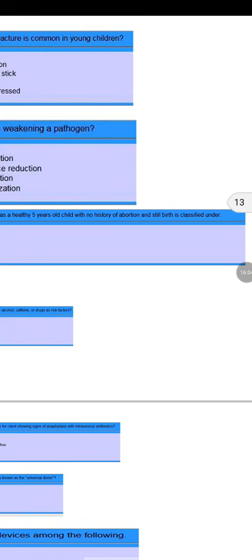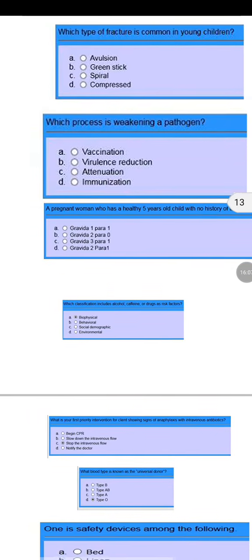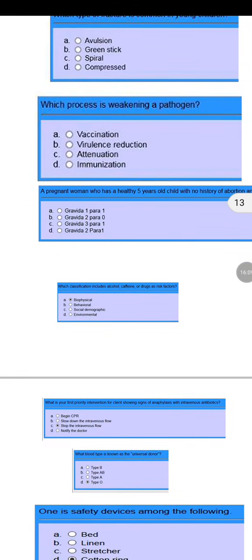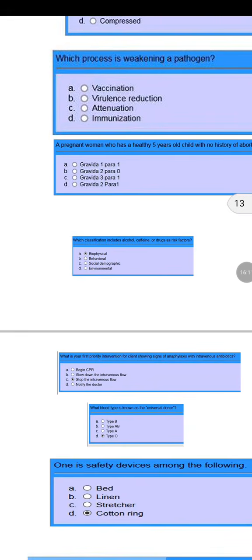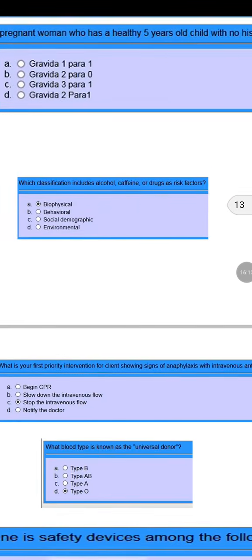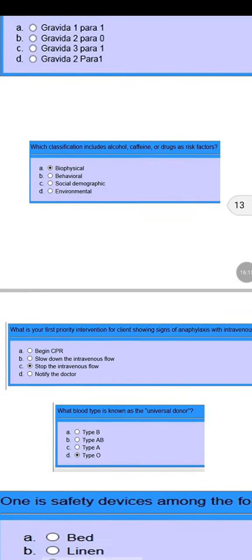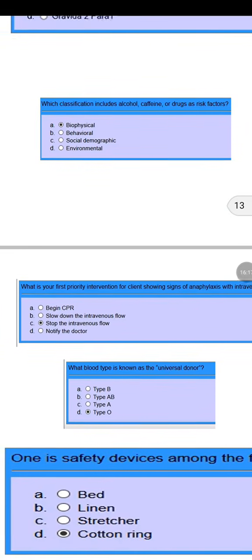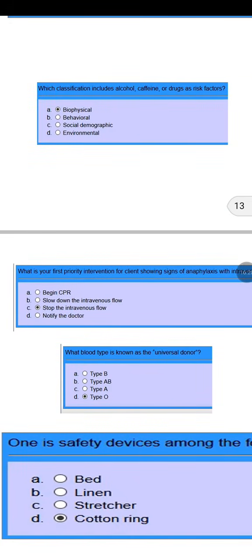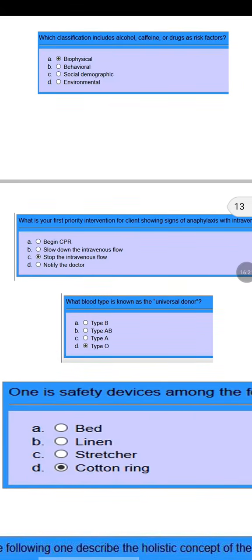of abortion and stillbirth. It is classified under gravida para. Which is the classification include alcohol safety? Behaviorally, sensory, behaviorally.